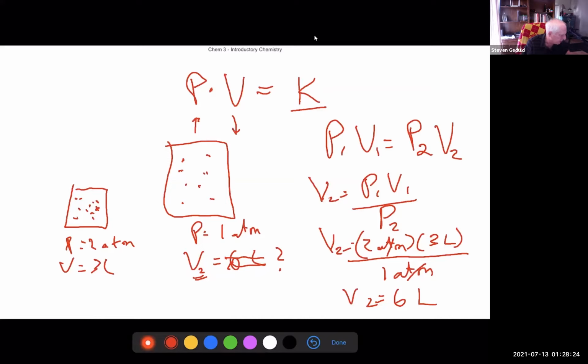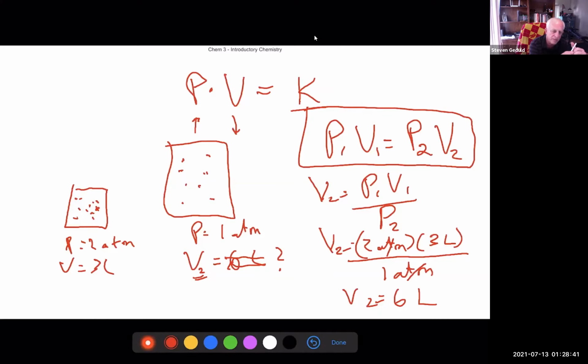All right, but this is what's called Boyle's Law. Like I said, you do not have to memorize any of these. You'll have them all in the book, and you can look them all up. They're all going to be related to the ideal gas law, which we're going to get to in a little bit. We're going to derive that from all these different relationships.